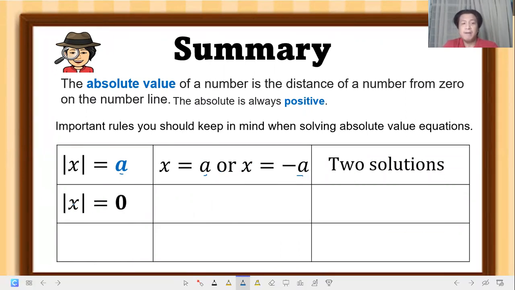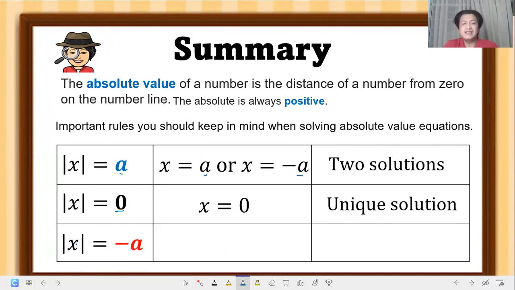Pero kapag naman sinimplify natin yung absolute value at yung nandito sa right side, that is 0. Ibig sabihin yan, hindi natin pwede i-apply yung property kasi nga, this is a special case. Ibig sabihin yan, x is equal to 0, we call that a unique solution. Anong ibig sabihin ng unique solution? Meron lang po siyang isang solution.